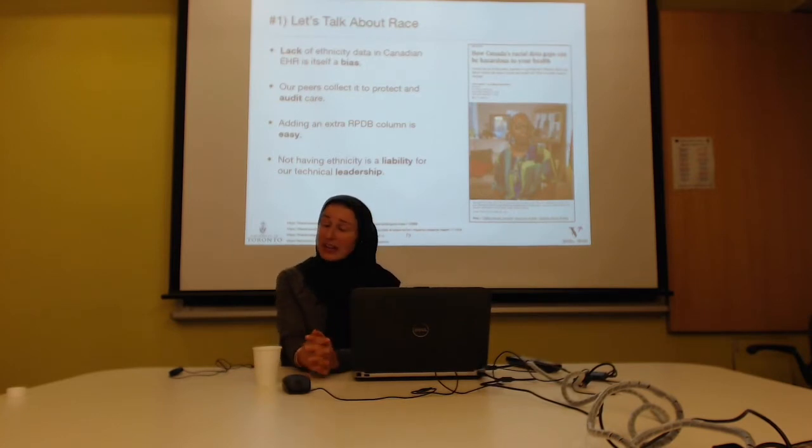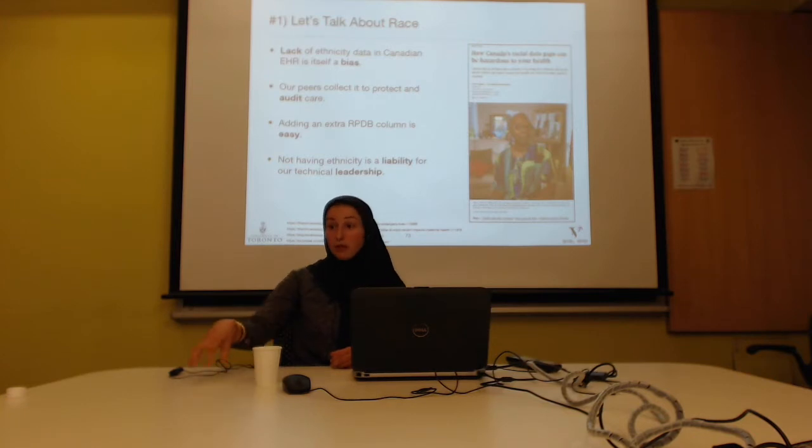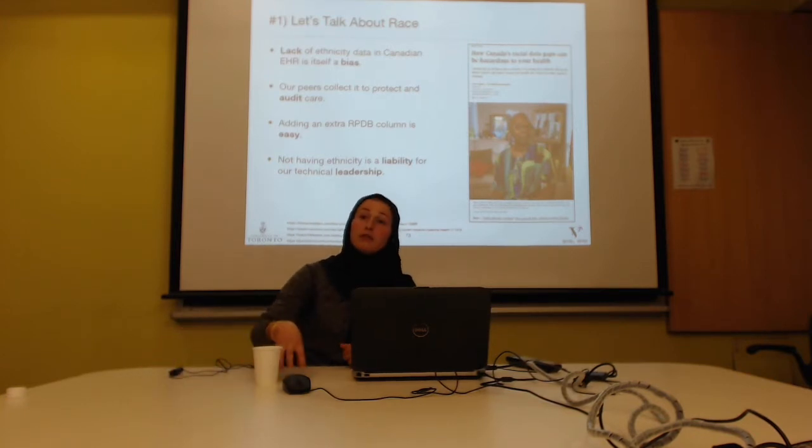And that's very easy to do. You just add an extra column in RPDB. It's a protected health attribute. It's not something that your random person can look at. It's something that a researcher can audit to keep in compliance with civil rights era laws in the United States or anti-racism laws in the United Kingdom.